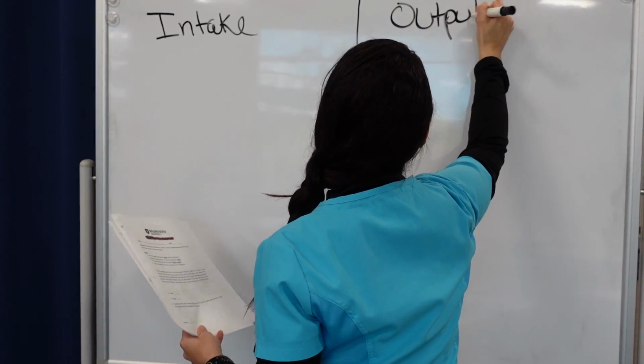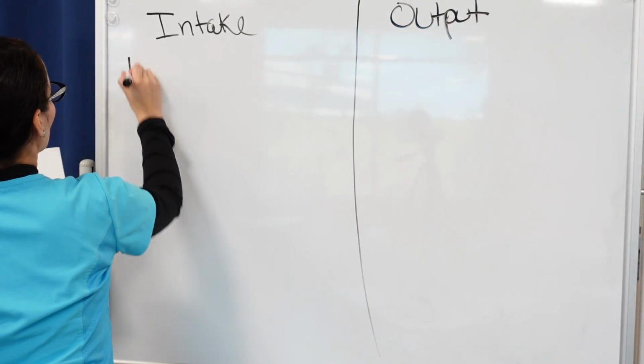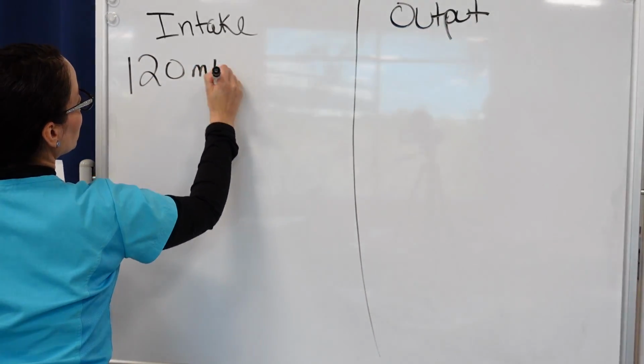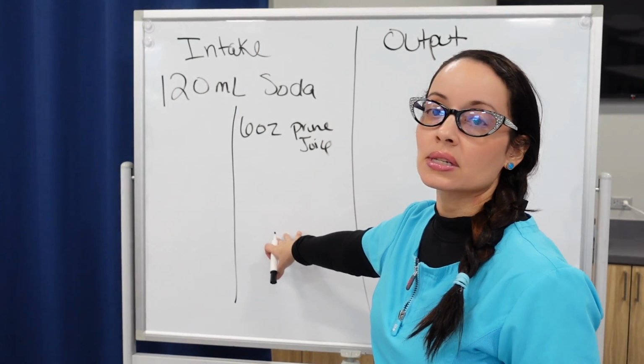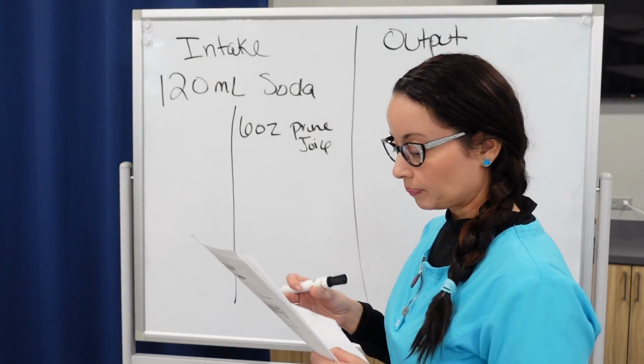Output. So we have 120 milliliters of soda, 6 ounces of prune juice. The conversion that you need to know is that 1 ounce is equal to 30 milliliters, but I add up all my ounces and then I multiply by 30.